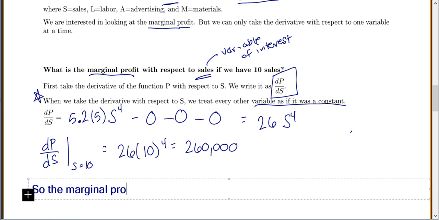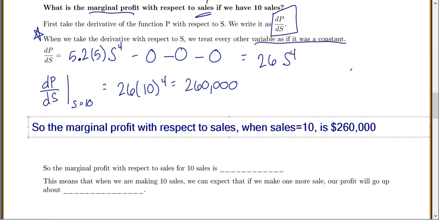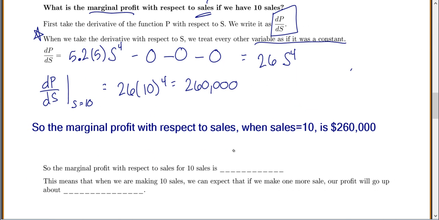So the marginal profit with respect to sales when sales equals 10 is $260,000. Oops, I didn't need to type that, did I? So marginal profit with respect to sales for 10 sales is $260,000.